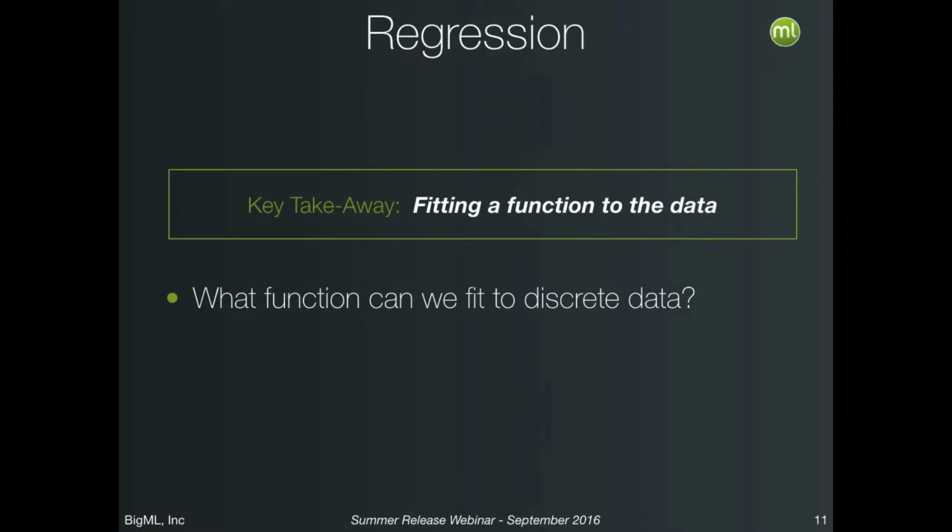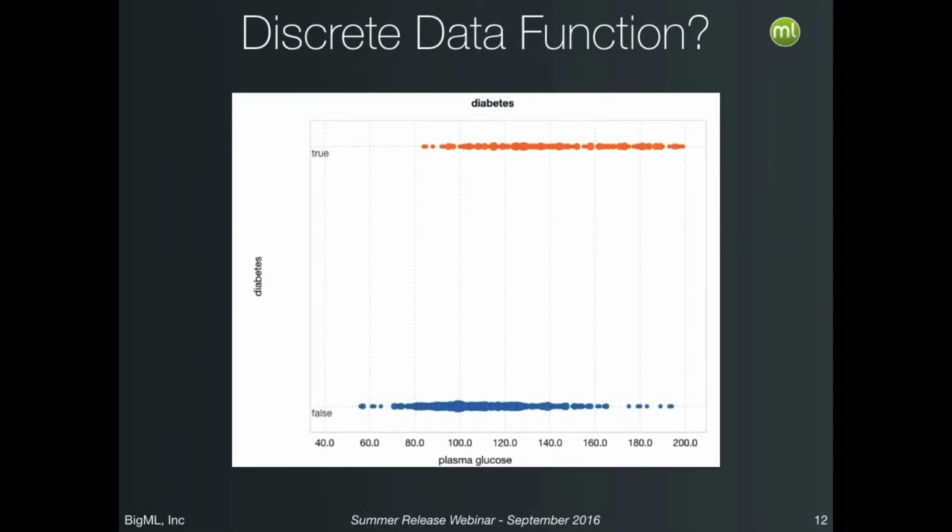So let's make this a little bit more concrete with an example. Consider this plot, and this comes from the UCI diabetes dataset, which we'll play with in the interface as well. What we're looking at is the result of the 2-hour plasma glucose test plotted along the x-axis. And on the y-axis, we have whether or not each patient had diabetes. And I've added a little bit of color just for clarity. Blue being that diabetes is false, and the orange dots are all the patients where diabetes was true. And this is clearly discrete data, right? I mean, you've got only two possible outcomes, true or false. There's nothing in between.